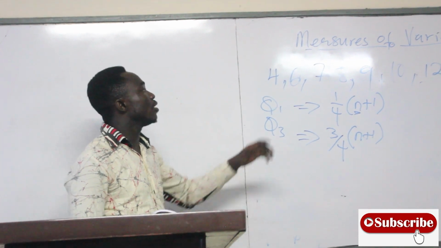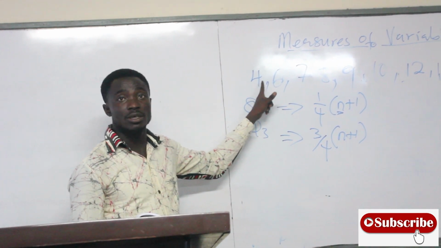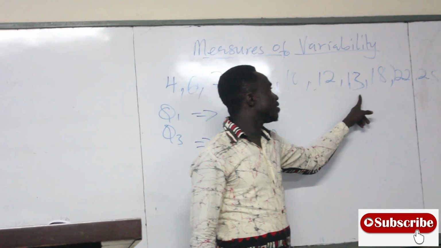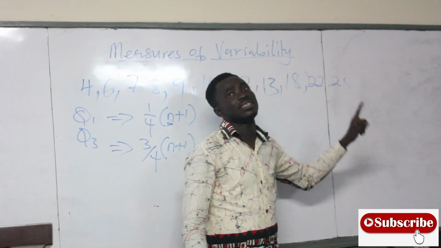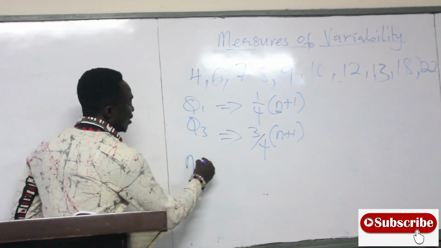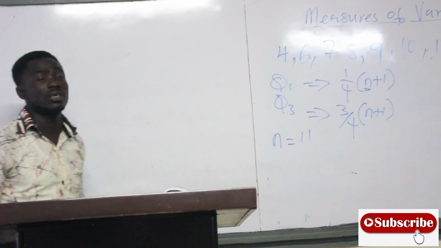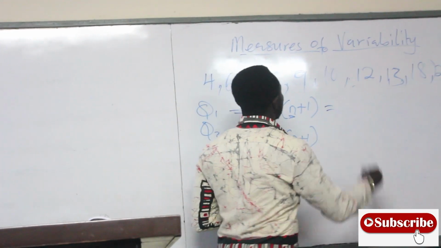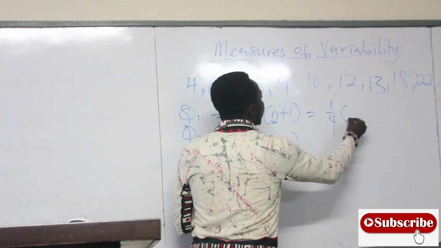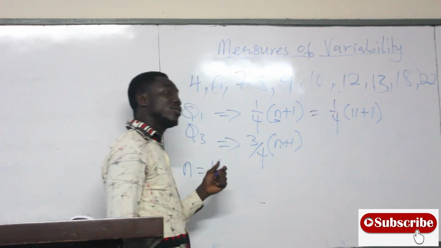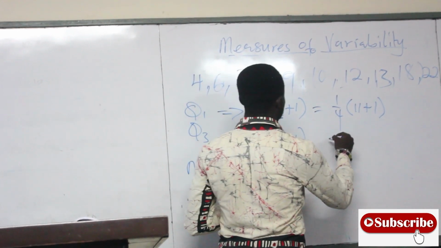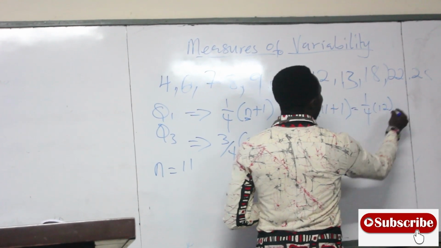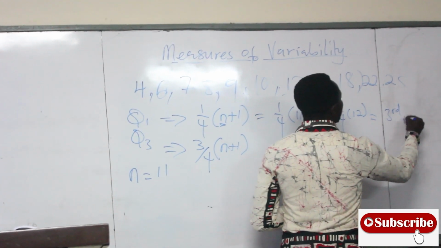So what we have to do is count. 1, 2, 3, 4, 5, 6, 7, 8, 9, 10, 11. So our n is equal to what? 11. Are we good? So let's find the position in which we find the first quartile. So 1 out of 4 into bracket 11 plus 1. Now when you do this, you get 1 out of 4 into bracket 12. When you do everything, you end up getting third position.